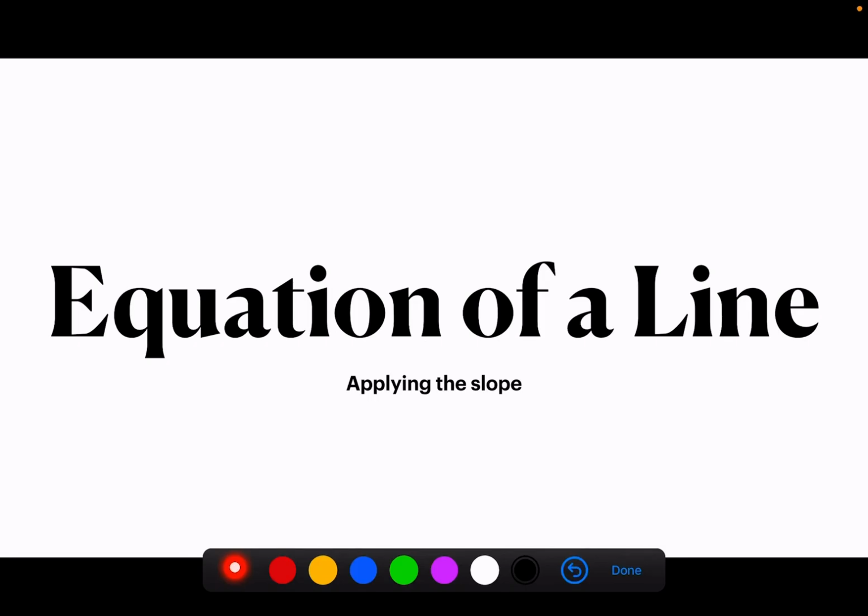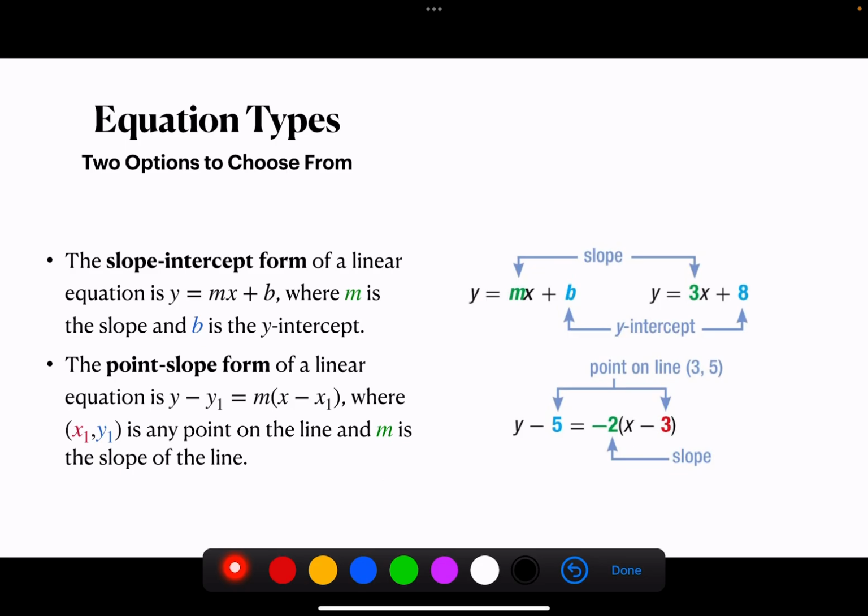Okay, welcome back. Let's talk about equation of a line where we apply the slopes. We have two types of equations that we're going to be working with here. One is called the slope-intercept form. This is the one that you mostly see where we have y equals mx plus b, where m is the slope and b is the y-intercept. Now the y-intercept would look something like (0, b).